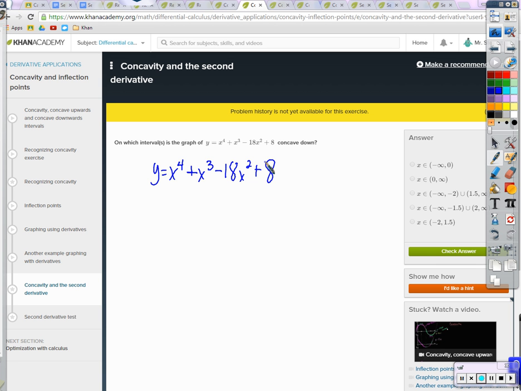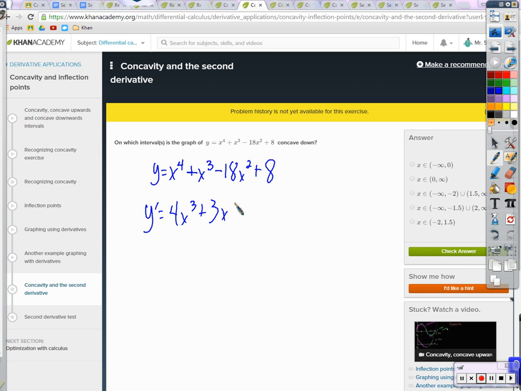Well, you really get all sorts of questions on the AP test. All sorts of different stuff. This is one where they give you an actual equation, and from that you're supposed to derive where it is concave down. So what are we going to do? Find the second derivative, which first means we have to find the first derivative.